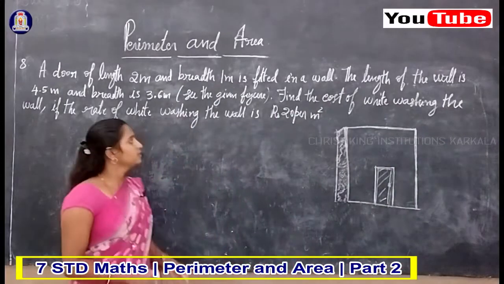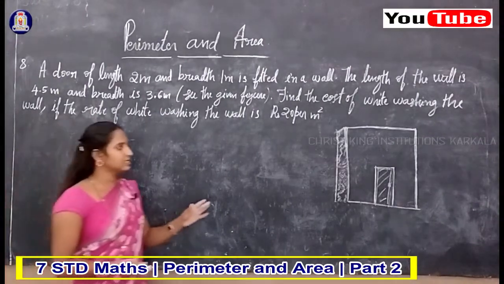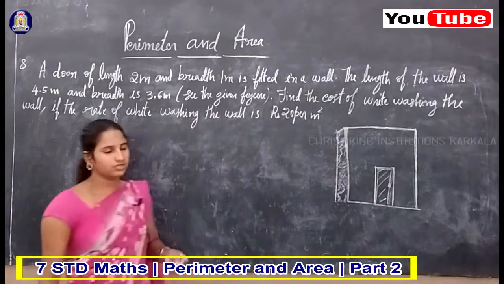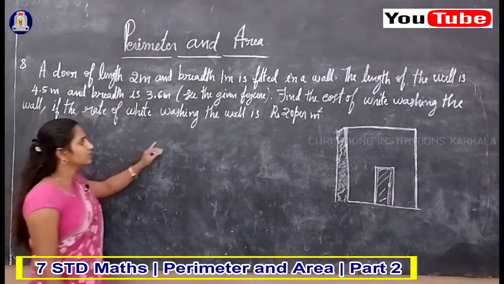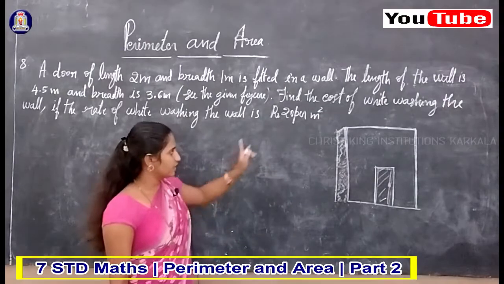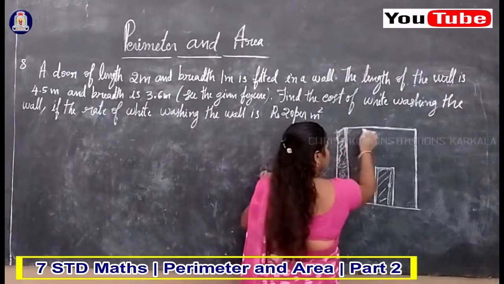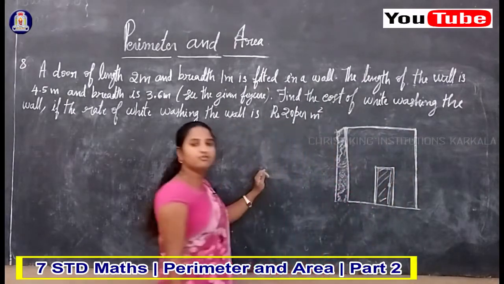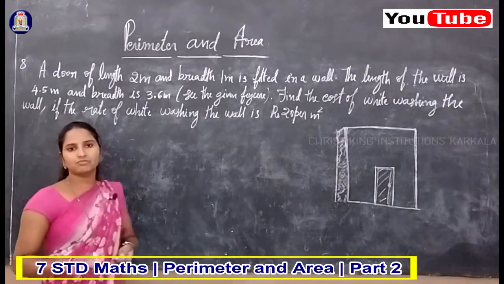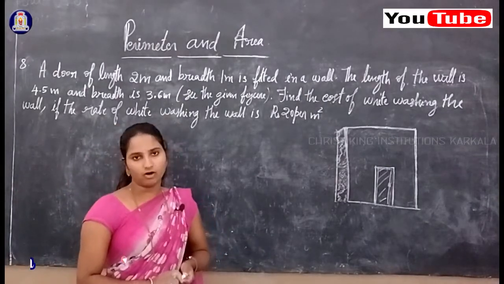Now you have to find the area of the wall, how much space is there inside the wall. The cost is given: for 1 meter square of area, they will charge 20 rupees. Per means 1 meter. To whitewash the full area, the full space of the wall, how much will it be? To find the cost, first we must know the area of that wall, isn't it? So first you have to find the area of the wall.